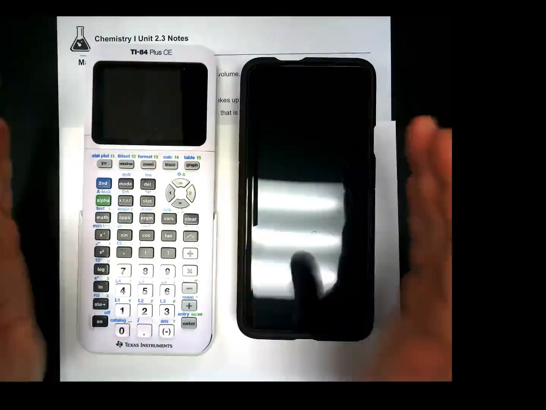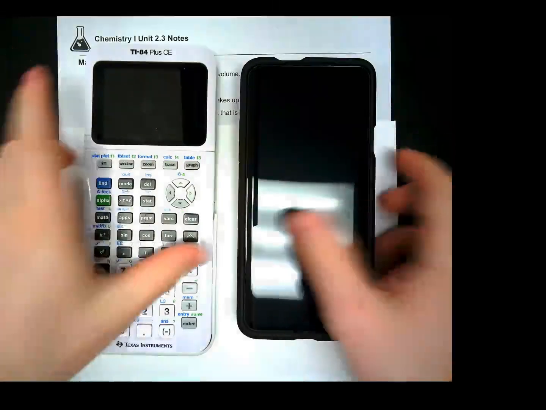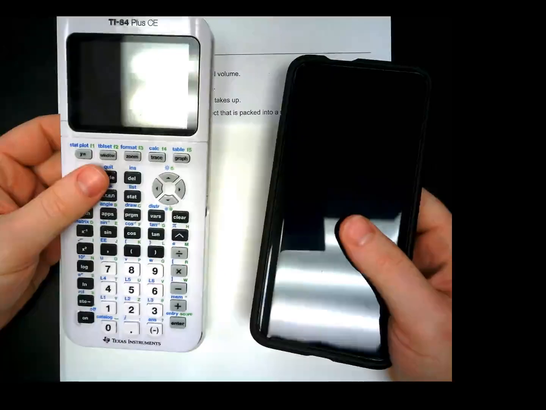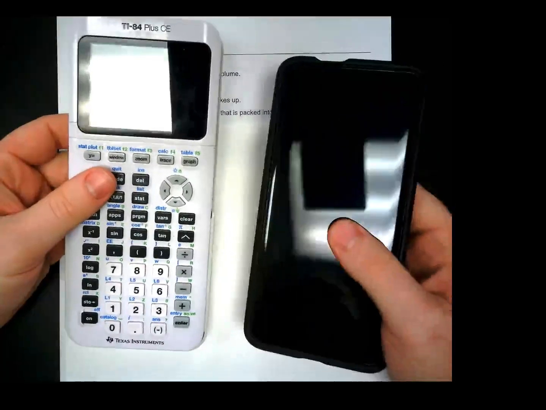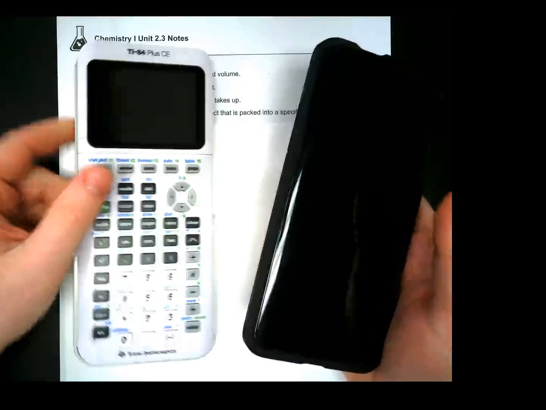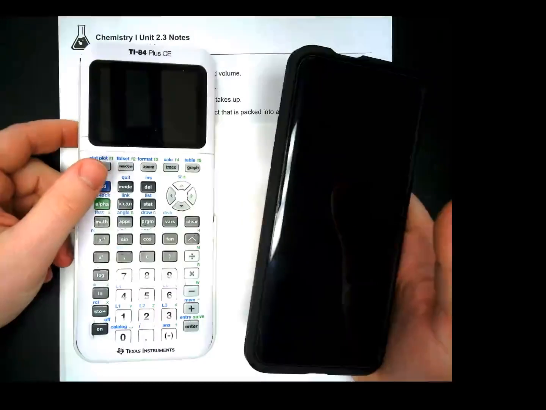But of course, as we know, and especially if you hold these yourselves, you would see that my phone has more mass in it. Why does it have more mass in it? Well, it's because it has more parts. It has a larger battery.